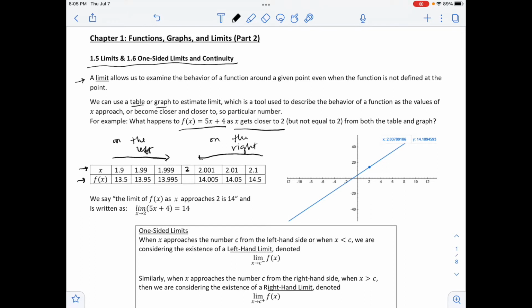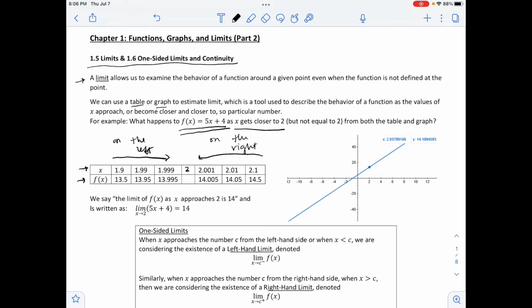So there's a lot of different values that you can use when constructing a table. However, this is usually the standard method and the standard values that they would pick as you approach a specific value. So you always need to look at the value as you're coming in from the left and also as you come in on the right. To get those y values, or those f of x values that we see in our table, we substituted 1.9, 1.99, 1.999 into our function, which was defined up above, which is 5 times x plus 4. And we got those corresponding values.